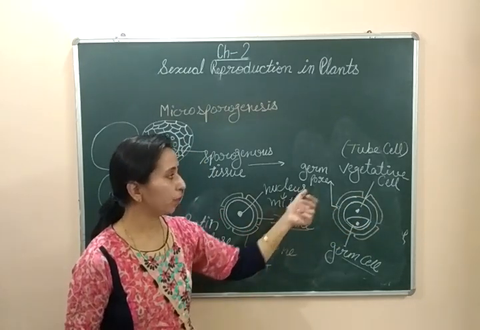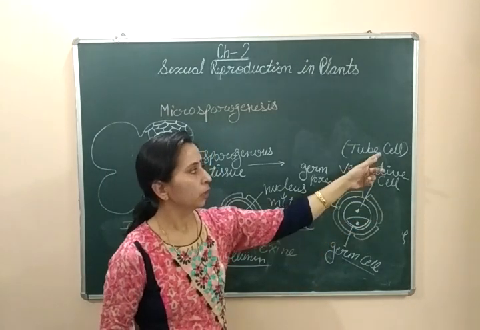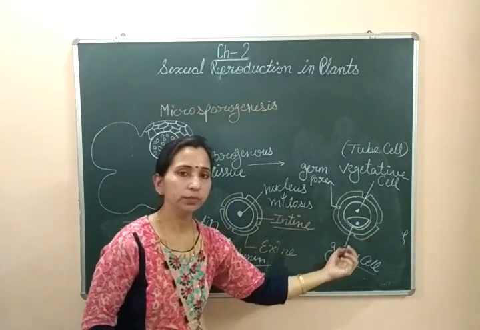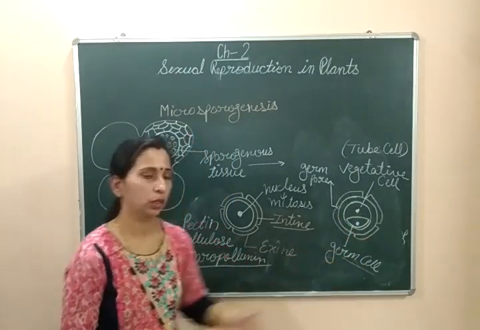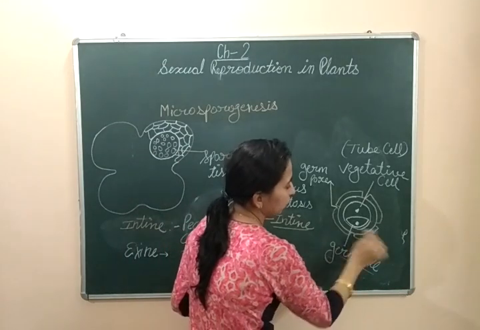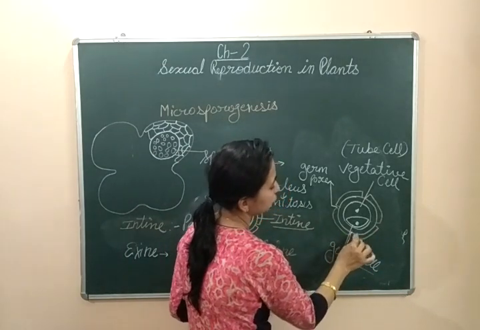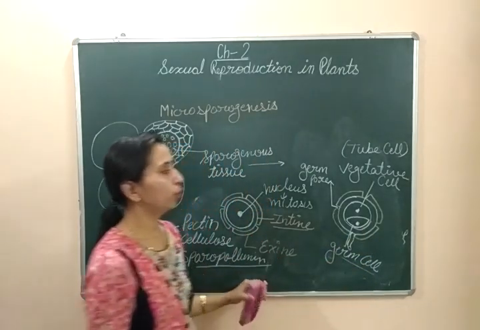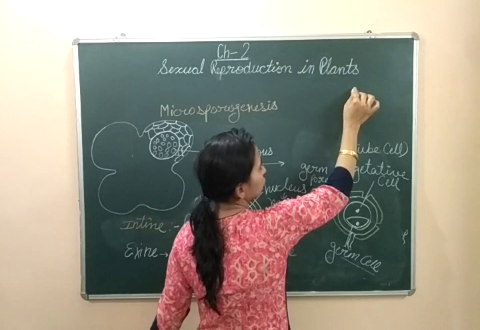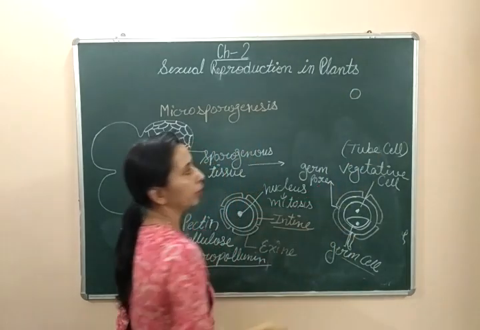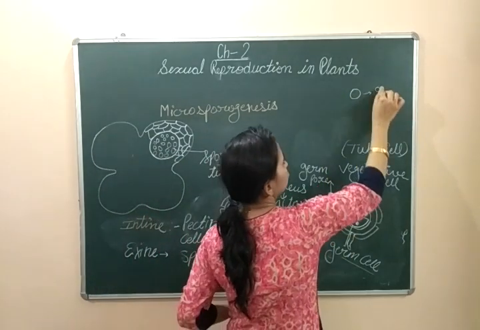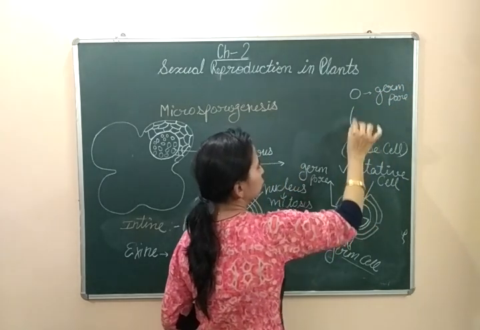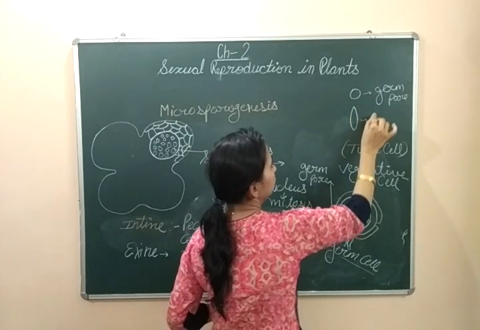Germ pores are the places through which the tube cell makes a tube, and this tube emerges out from the pollen grain through these germ pores. When the fertilization process takes place, the tube is formed and emerges out carrying the male gametes through these germ pores. When we make a pore-like structure, it is known as a germ pore, or it could be a furrow-like structure. Then we call it a germ furrow.